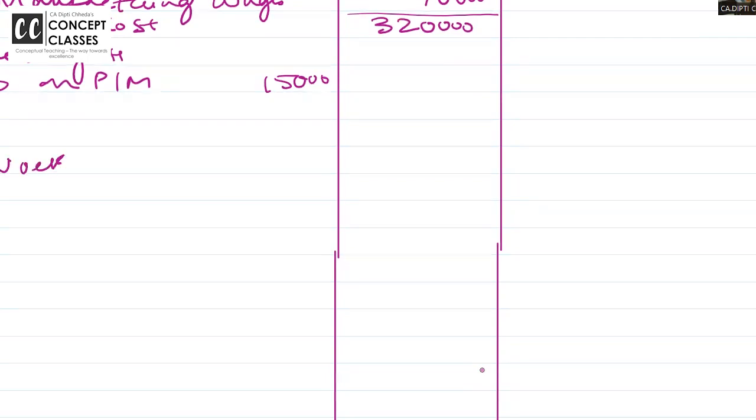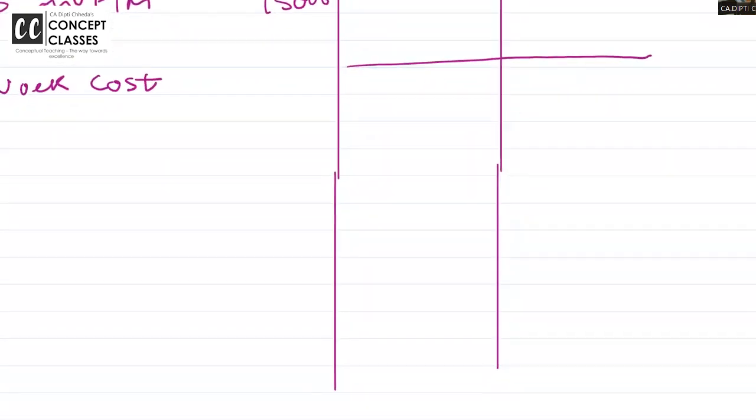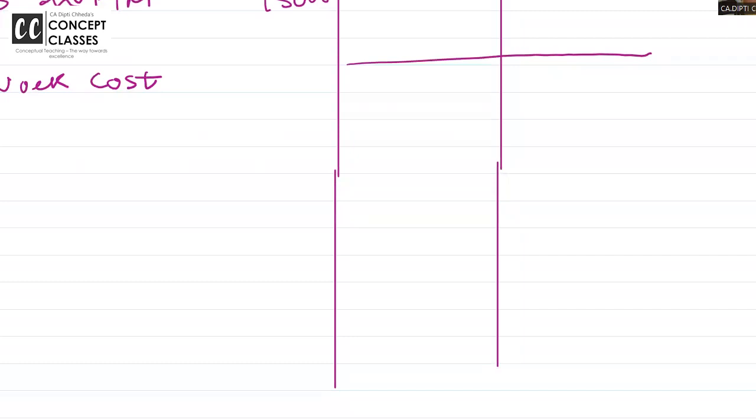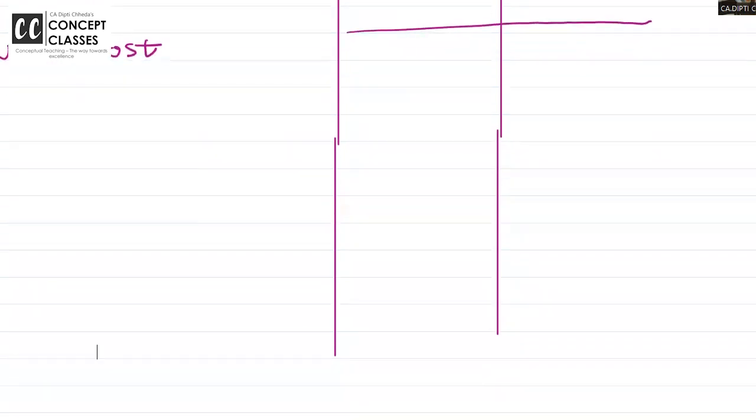And can we have works cost? Yes. We will have works cost. And there is no opening work in progress and closing work in progress and all. So after works cost, can we have all those expenses, quality control, sale of the scrap, primary packing, research and development, administrative overhead, all that. Okay? So that we will leave around 4 line space for that. And we will get the cost of production.